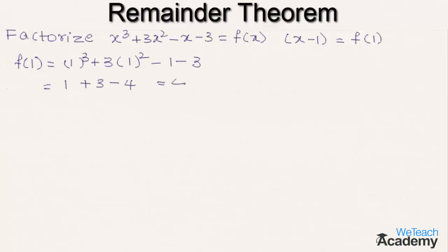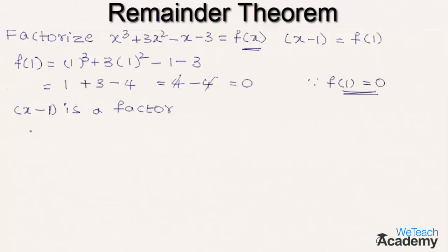So 1 plus 3 is 4, minus 1 minus 3 is minus 4. 4 and minus 4 get cancelled and we get the remainder as 0. Since f of 1 is equal to 0, we can say that x minus 1 is a factor of f of x. Let us divide f of x by x minus 1 and find the quotient.